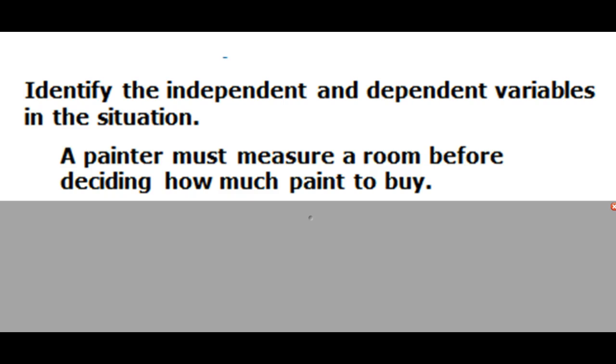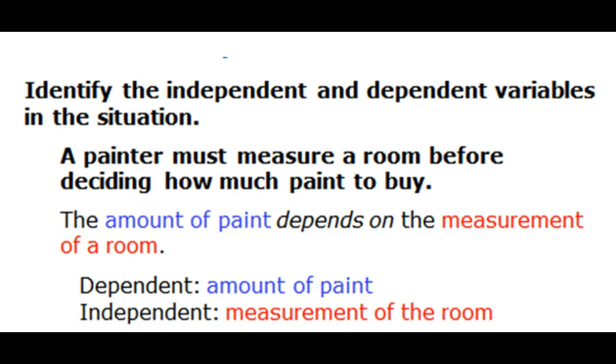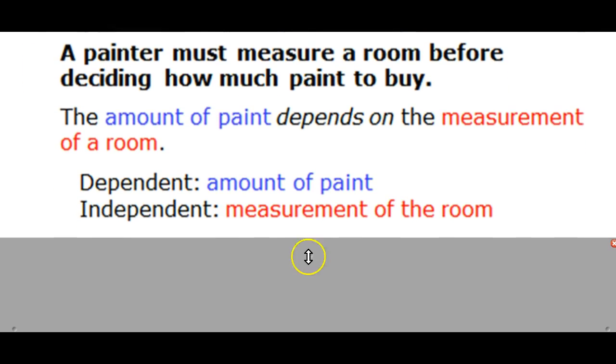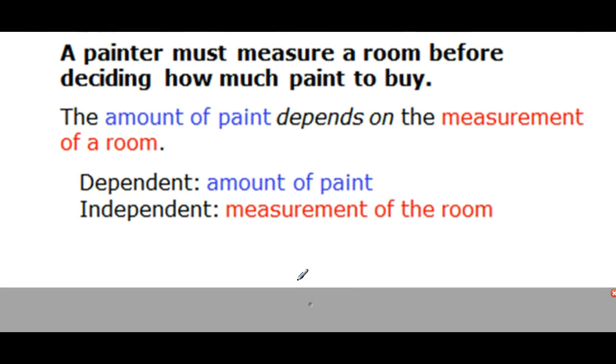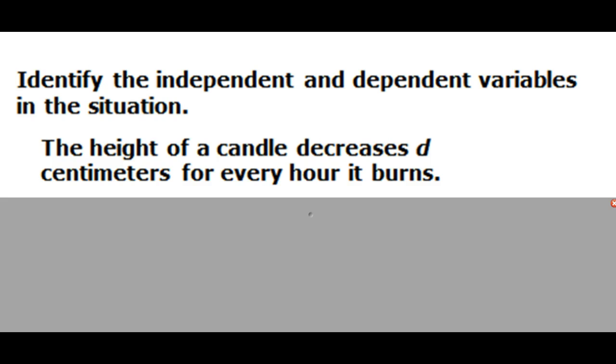Well, what are the variables? I would say how much paint, and measuring would give us some kind of dimensions. So ask yourself a depend question. Do the measurements depend on the amount of paint, or does the amount of paint depend on the measurements? Okay, let's take a look here. The amount of paint depends on the measurements. That means the amount of paint is your dependent variable, and the measurement of the room is your independent variable. Try this one.